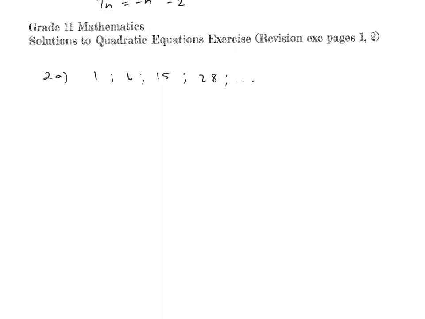Okay, let's look at question 2a: 1, 6, 15, 28. So again, let's go through the first differences. 1 plus 5 is 6, 6 plus 9 is 15, and 15 plus 13 is 28. So the second differences will be 5 plus 4 and 9 plus 4. Hey, second difference constant, quadratic sequence.